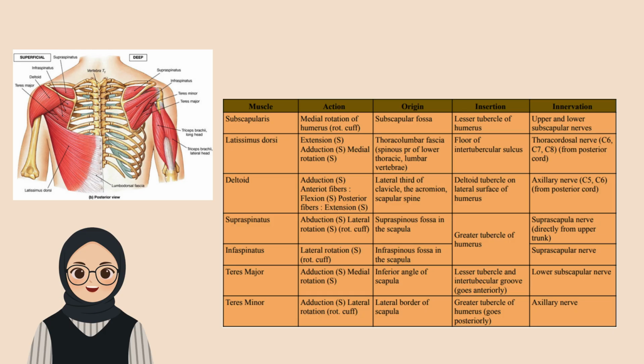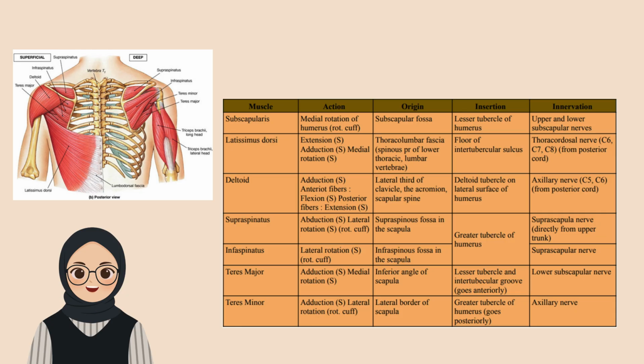Okay, and then deltoid. The action is abduction; anterior fibers, flexion; posterior fibers, extension. The origin is lateral third of clavicle, the acromion, and scapular spine, and insertion is deltoid tubercle on lateral surface of humerus, and innervation is axillary nerve C5, C6 from posterior cord.